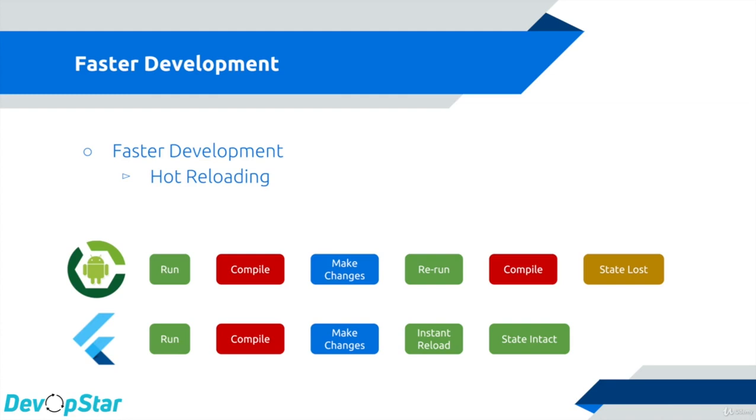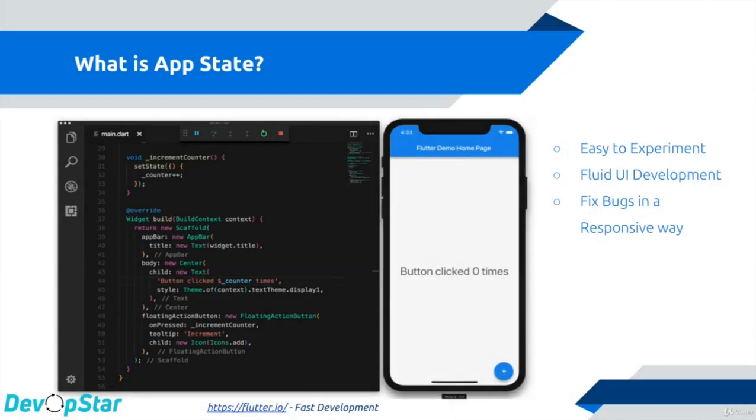Now, the way Flutter changes that is that you can first compile and run it, then make changes, then instant reload new changes, and that state is intact. And I'll show you what I mean. This GIF basically demonstrates it. The button is checked 3 times or 4 times, then they change the text that gets displayed, and then they reload it, and you can see that that 4 times is intact.